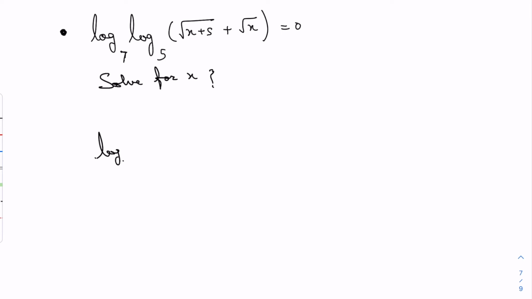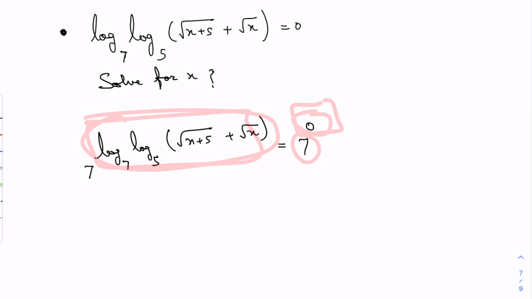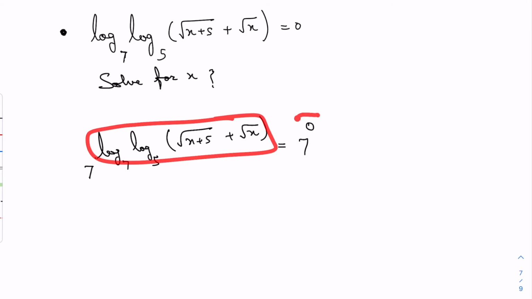We are given this equation, log base 7 of log base 5 of square root of x plus 5 plus square root of x, is 0, and I'm going to use base 7 on both sides. Since I'm using 7 as base, let me pull the equality down a little bit. So now this is the equation: 7 raised to this power is equal to 7 raised to power 0, because these two things are given to be equal. Because they were equal, we have just placed base 7 under them.